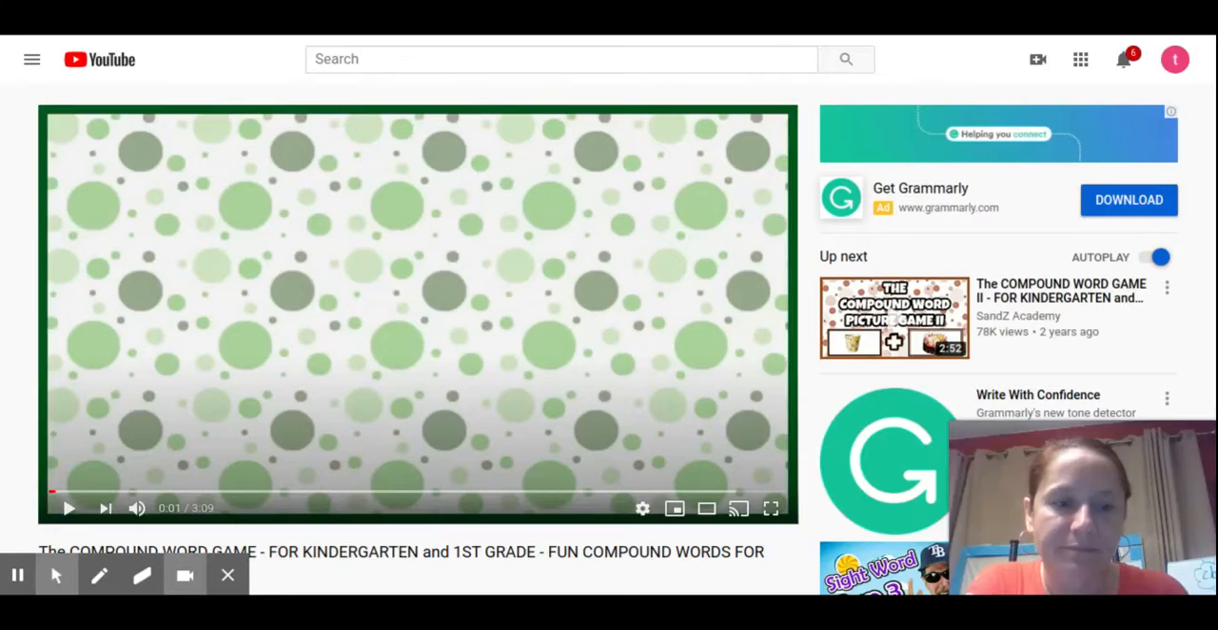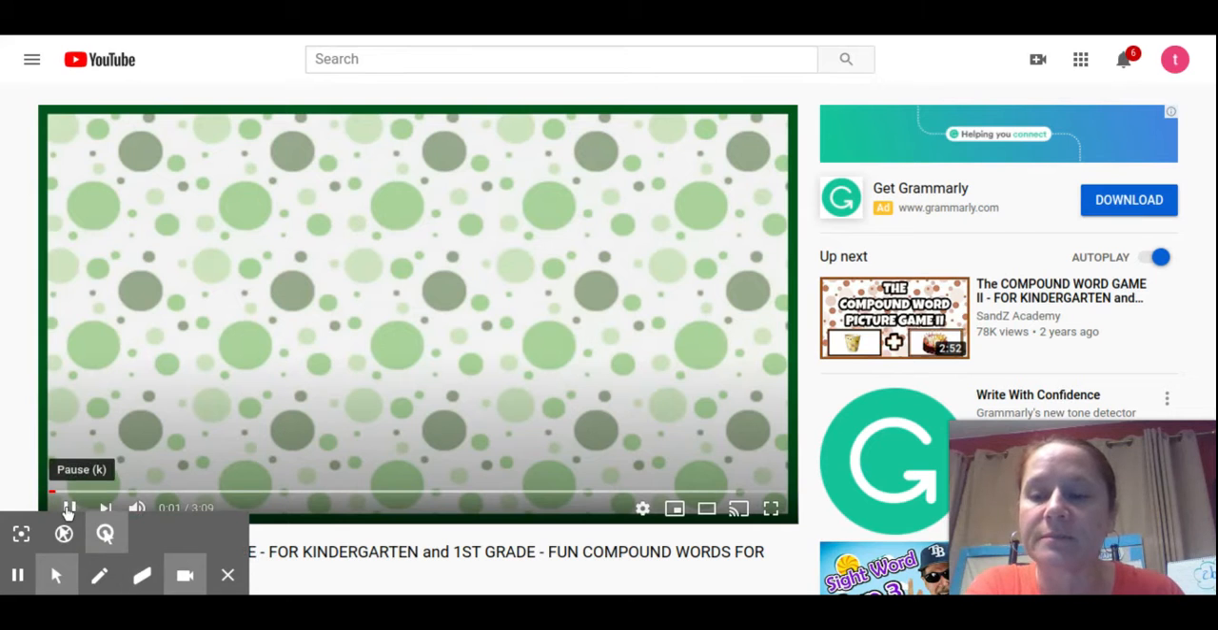So we're going to play a short game and let's see if you can guess these pictures and make the compound word. Okay, so we're going to get started and they're going to show you some pictures and you're going to have to guess what the compound word is with the two pictures. All right, so let's get started.